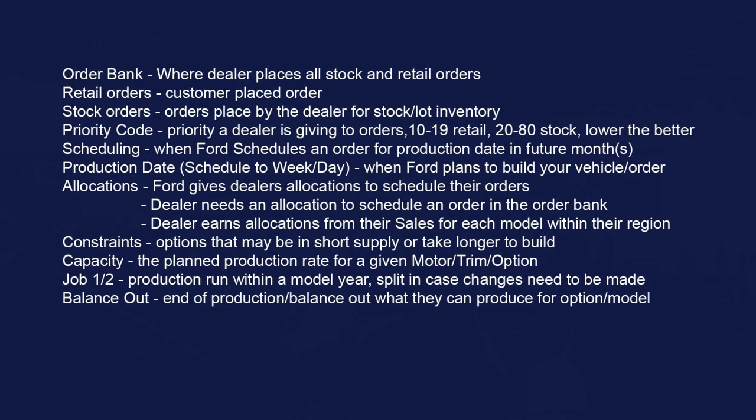Job 1 and job 2, that's a production run within a model year. Every model year, they've been doing this for years and years. Job 1 is usually the start of a certain new model year. Job 2, if they need to make any significant changes or reintroduce something, more than likely on your 24 F-150, job 2 is where we're going to see that Pro Access tailgate. And then balance out is the end of production. So some of these are balancing out for 23 as we start up for 24. And so that's some of that terminology, in case you needed any of that. So, all right.